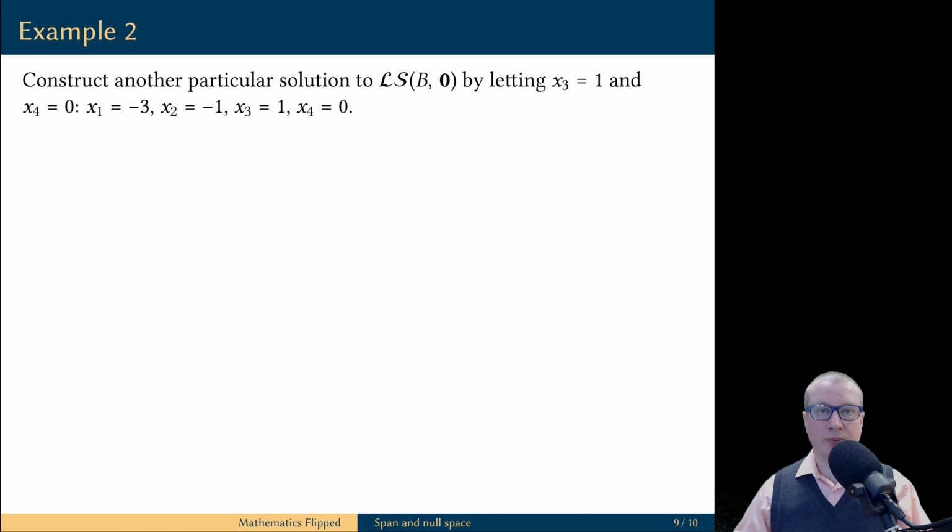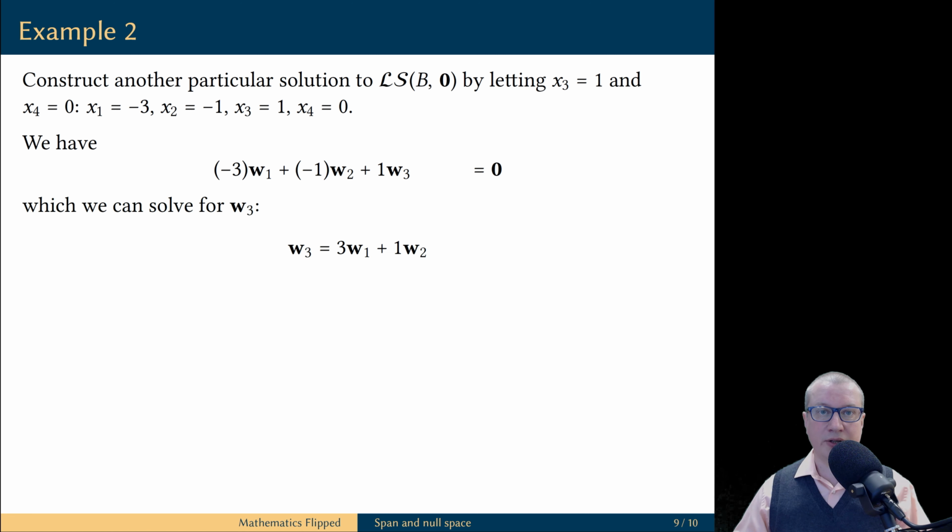Let's construct another particular solution of the homogeneous linear system, but this time I'm going to switch the roles of the free variables. I'm going to assign the value of 1 to x3 and the value of 0 to x4. This particular solution results in a linear combination of the vectors W1 through W4 that is equal to the 0 vector. And notice that because we assigned 0 value to the free variable x4, the vector W4 is multiplied by the 0 scalar, and therefore it's not explicitly present in this expression.